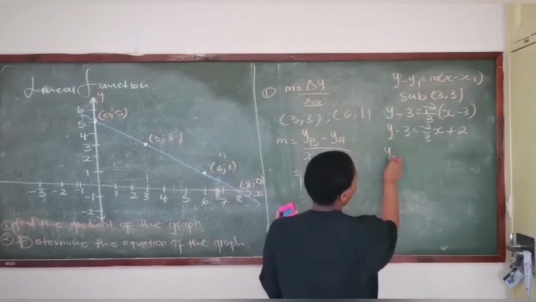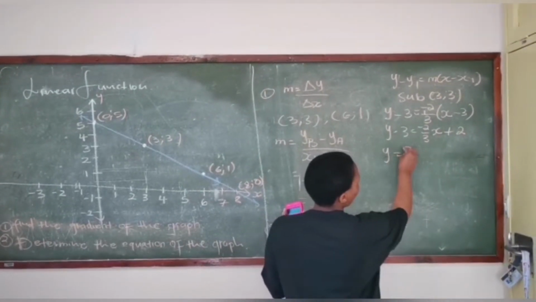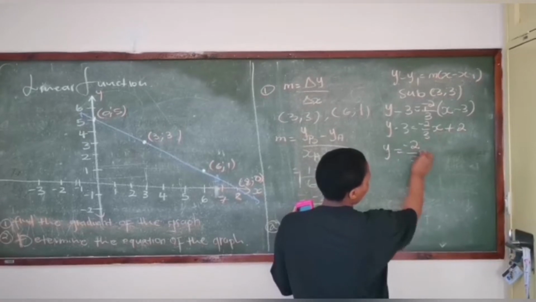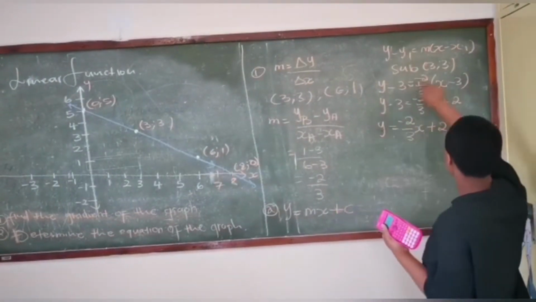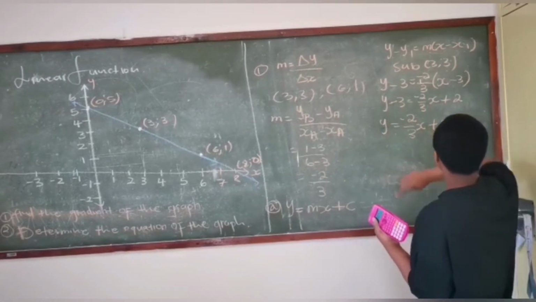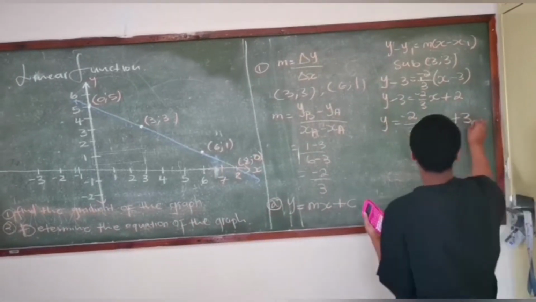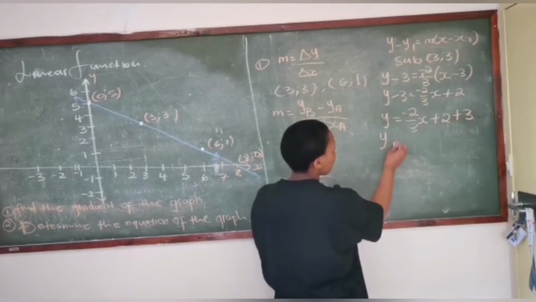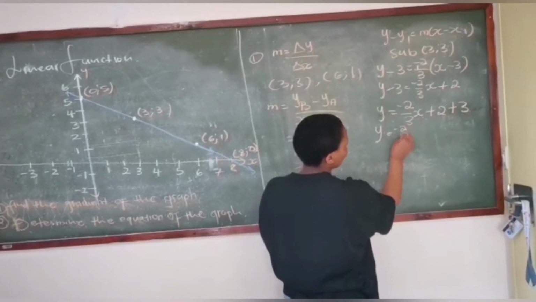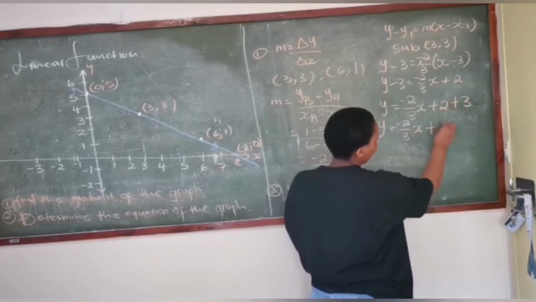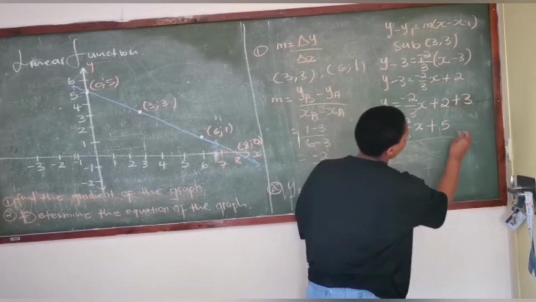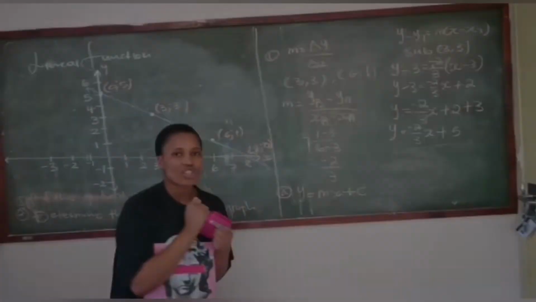So you're going to say y is equal to minus 2 over 3 x plus 2, and then this negative 3 will come to this side. It means that it's going to change a sign, it will become a positive. So it's going to be y is equal to minus 2 over 3x, 2 plus 3 is 5. This will be your equation.